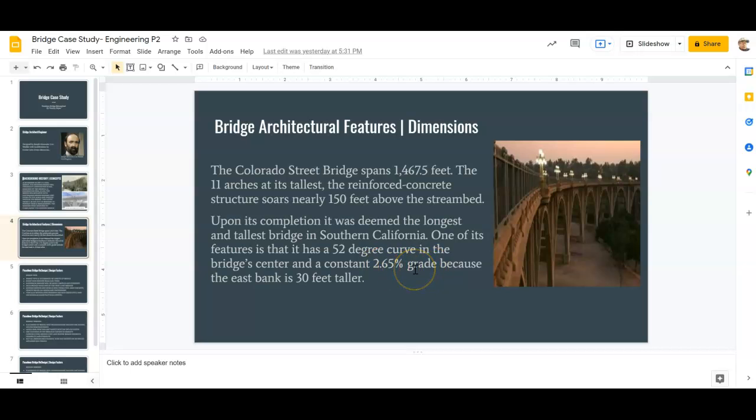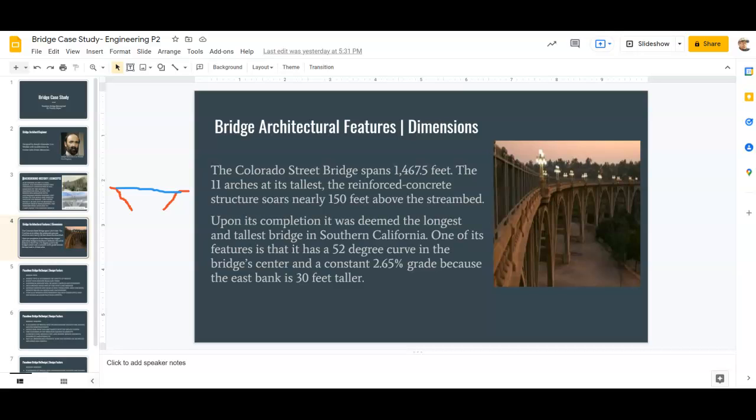And what grade is it? It's a slope. And so that slope is basically, see if I could draw this. On one side of the bridge, you have a piece of land like that. And then on the other side of the bridge, you have another piece of land like that. Well, one side is a little higher than the other, and that's what this 2.5% is talking about, because this side is 30 feet higher than this side.